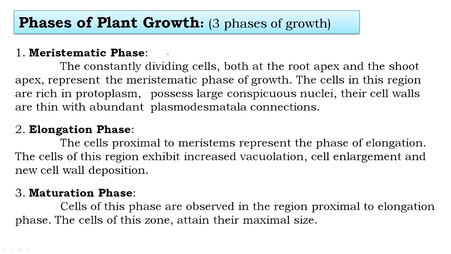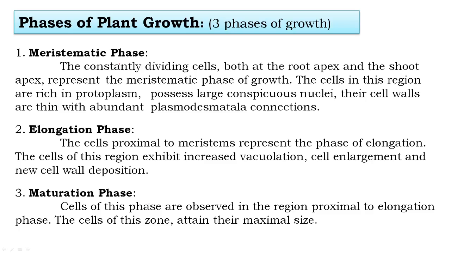Growth is continuous, and plant growth has stages or phases. There are three phases of growth: the meristematic phase, the elongation phase, and the maturation phase.